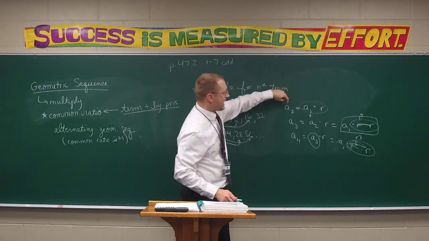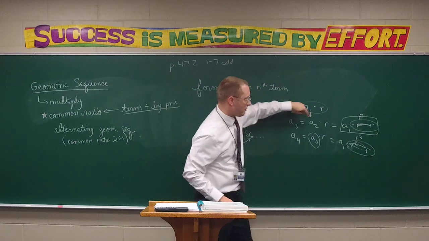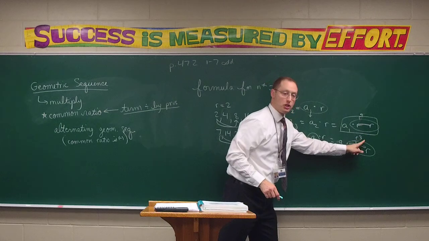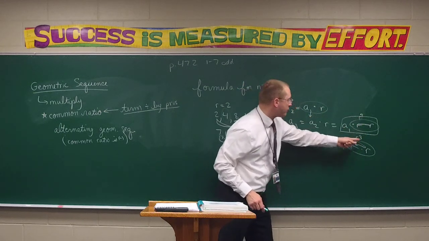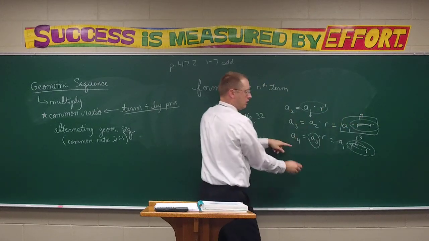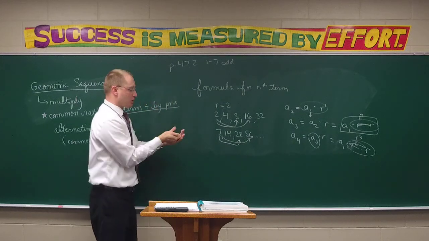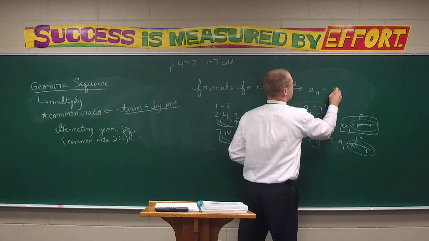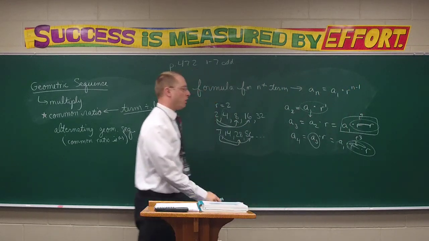If I want the second term, it's a sub 1 times r. Third term, a sub 1 times r squared. Fourth term, a sub 1 times r cubed. Notice in every case, the power of the r is 1 less than the term we're finding. Do you see that? So here's the formula I want you to write down. A sub n is equal to a sub 1 times r to the n minus 1.